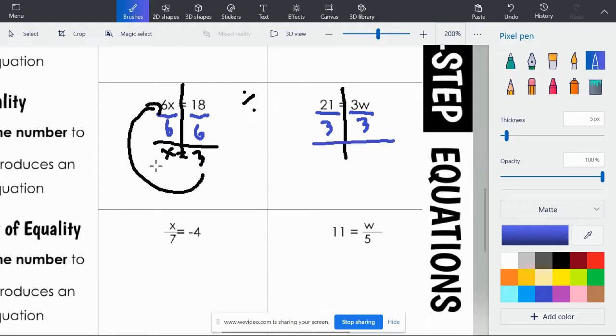3 w's divided by 3 would just give us 1 w. 21 divided by 3 is 7. So w is equal to 7. Again, if we plug that 7 in for the w, 3 times 7 does equal 21. So we know we got it right.